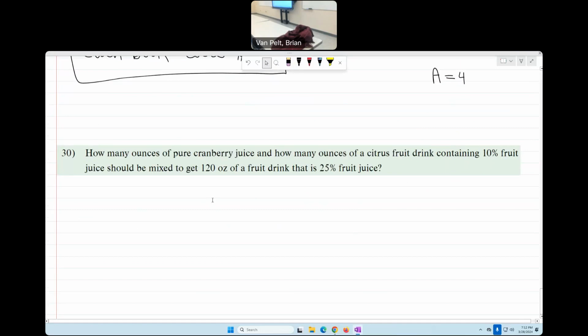So what are we doing? Pure cranberry juice is going to be mixed with citrus fruit drink. Citrus fruit drink containing 10% fruit juice should be mixed. Okay, all right, I see. So we're going to take, let me draw a picture of this situation here.